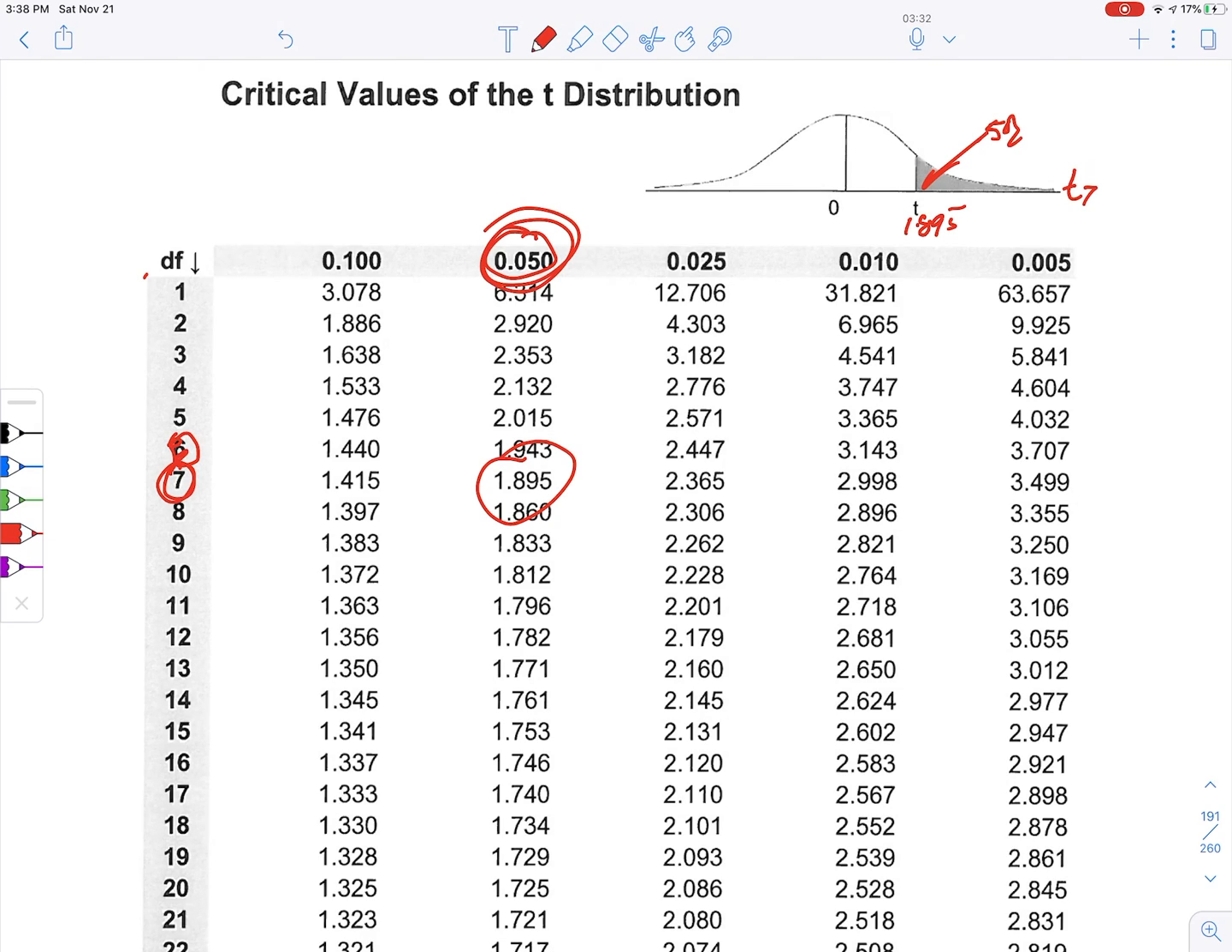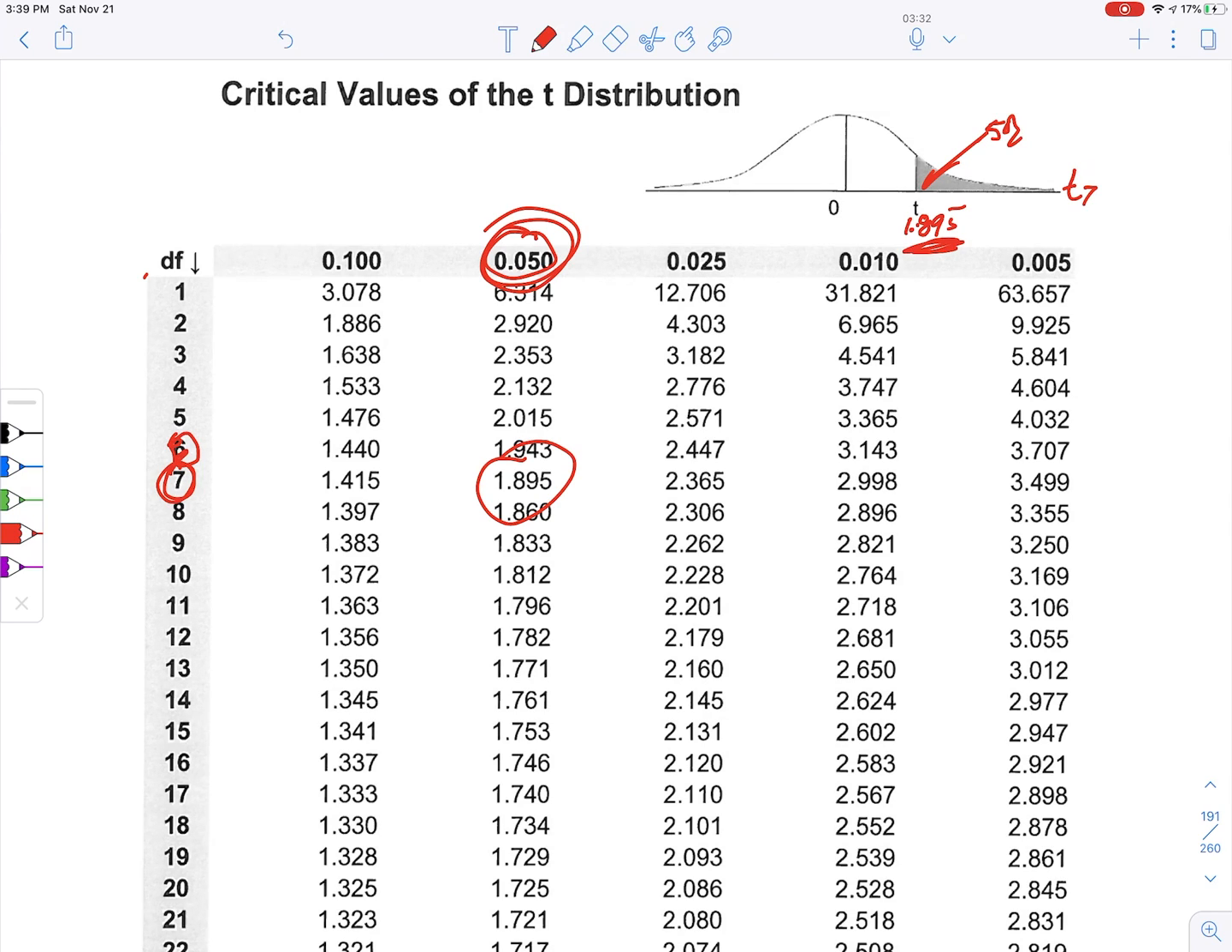And that's really similar to a Z table where you've got numbers down here. Remember, the numbers get larger and larger as you get further out. So 1, 2, 3 standard deviations. So this is saying 1.895 standard deviations away from the middle. And that gives you 5% in the upper tail.